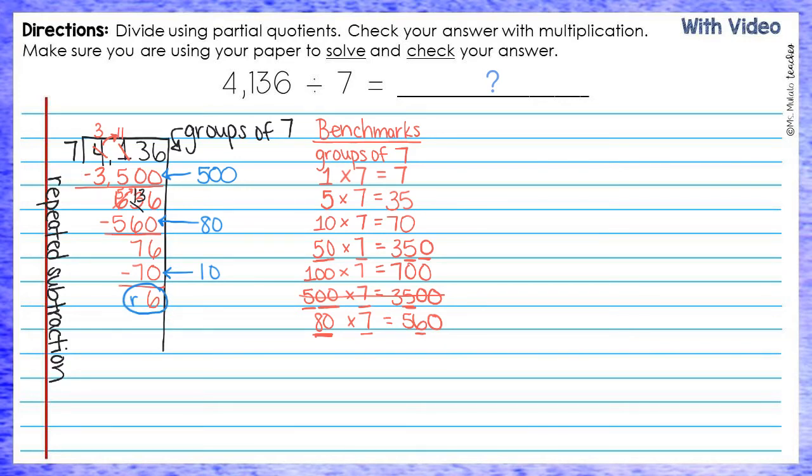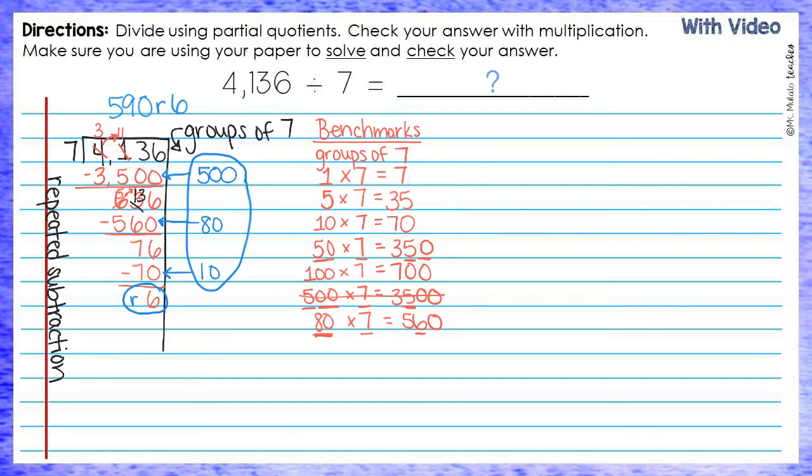So in order to find out what our answer is to 4,136 divided by 7, we need to count up our total number of groups. So let's add up 500 plus 80 plus 10. 500 plus 80 is 580, plus 10 more is 590. And then we need to remember that we had 6 left over. So we're going to write remainder 6.